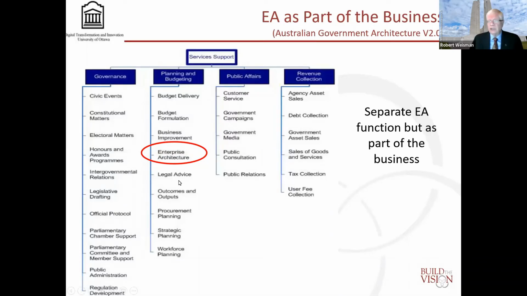We worked very tightly with the lawyers at ESDC when we were modernizing service to Canadians. Okay, and they were a great help to us. Outcomes and outputs, procurement planning, procurement in government, that's always a fun part. And then you've got strategic planning, workforce planning. You're not dealing with the guys in the technical weeds.